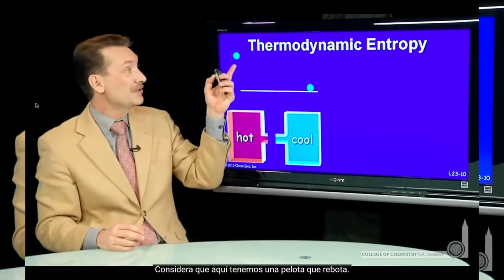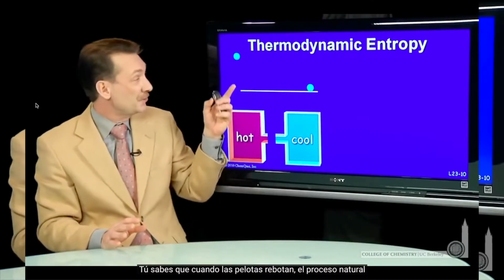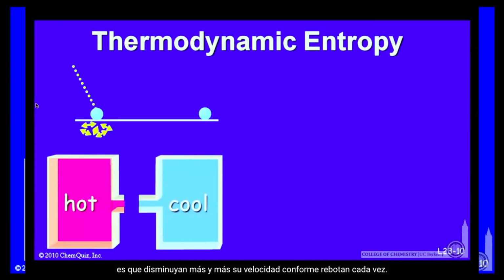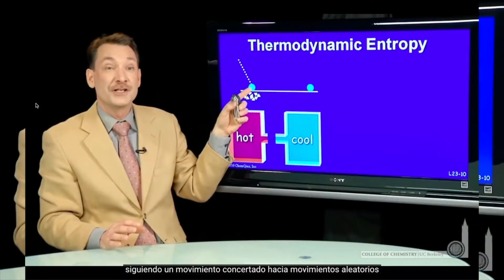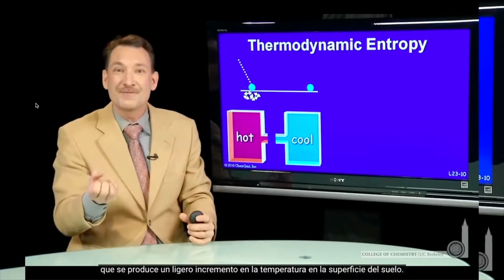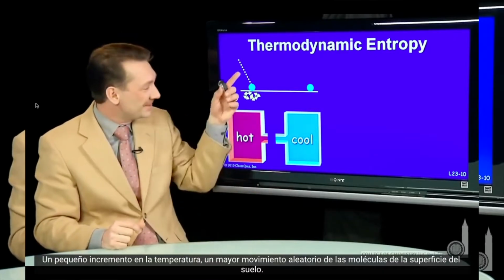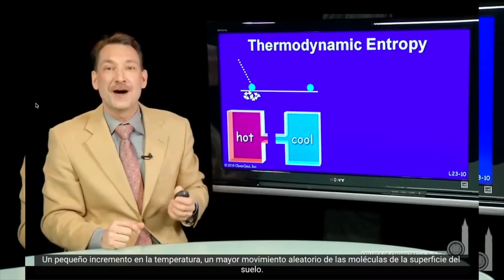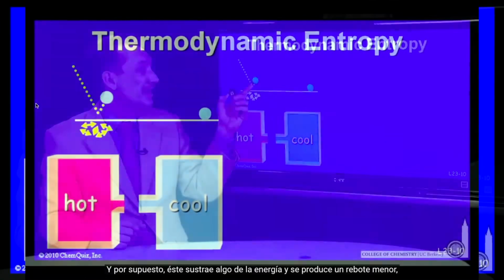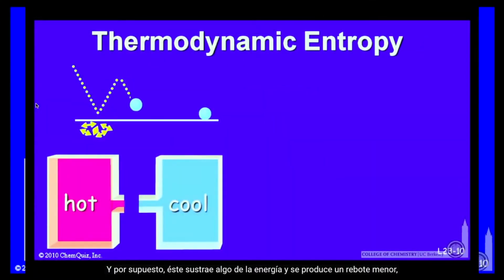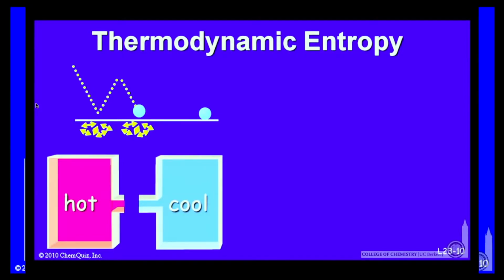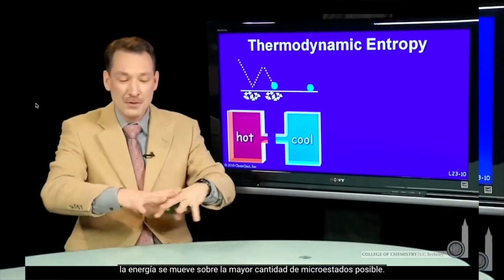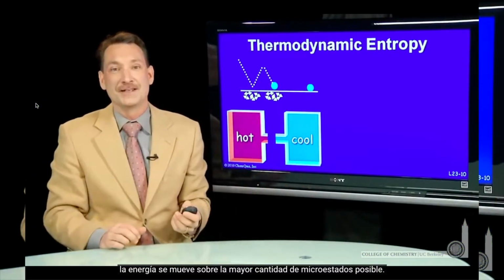And you can think of that. Here's a ball bouncing. You know when balls bounce, the natural process is for them to slow down, bouncing lower and lower each time. That's because energy is moved from the ball moving in a concerted motion to random motions, a slight raise of the temperature of the surface. A slight raise of temperature means more random motion of the molecules in the floor. Of course, that robs some of the energy and you get a lower bounce, and more energy is distributed into microstates in the floor. That's the natural progression of things: energy moving into many microstates.